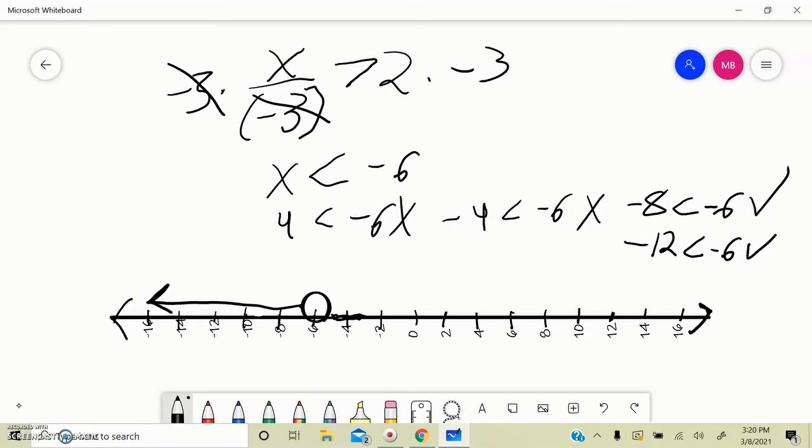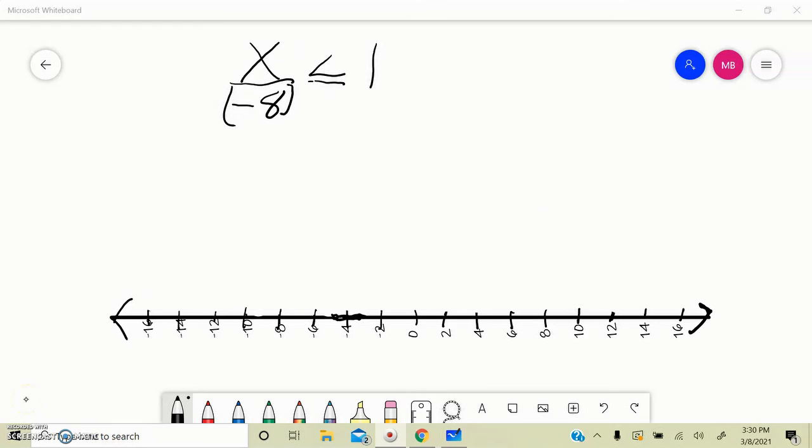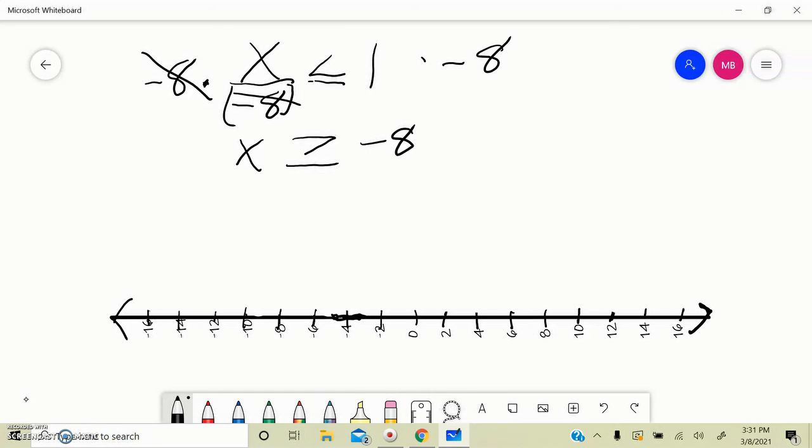Let's take a look at one last inequality. I have x over negative 8 is less than or equal to 1. So I'm going to do my inverse operation. I'm going to multiply by negative 8 on both sides. My negative 8s will cancel on the side of my variable, and I have x is greater than or equal to negative 8. So I'm multiplying by that negative 8.